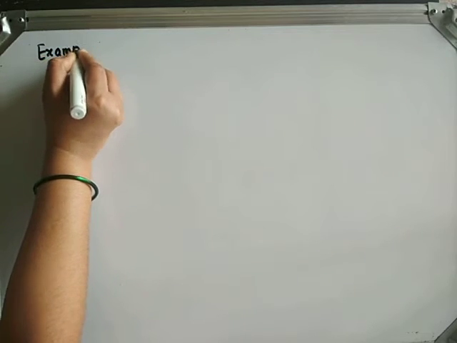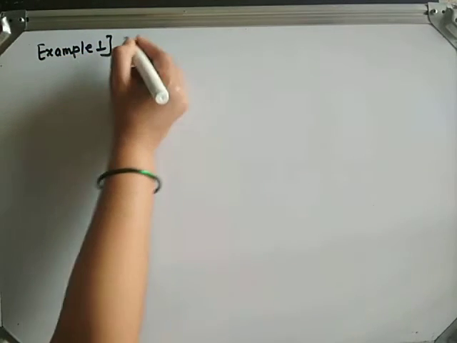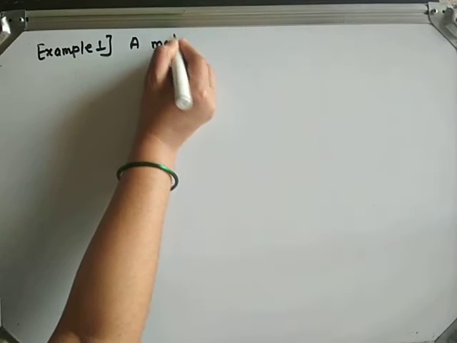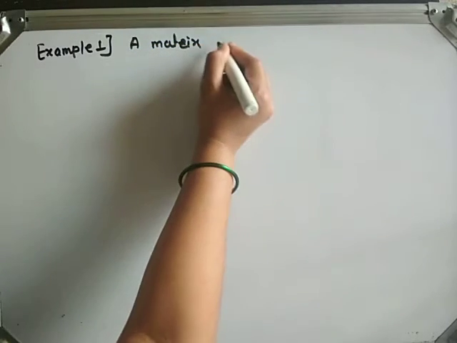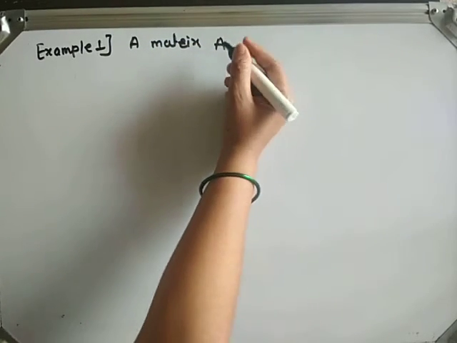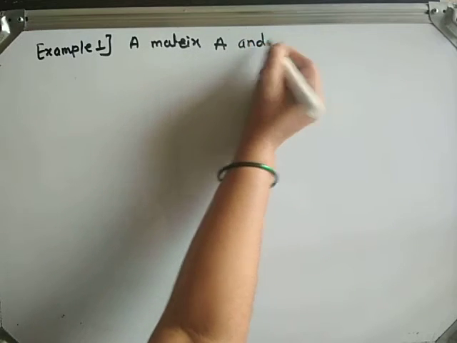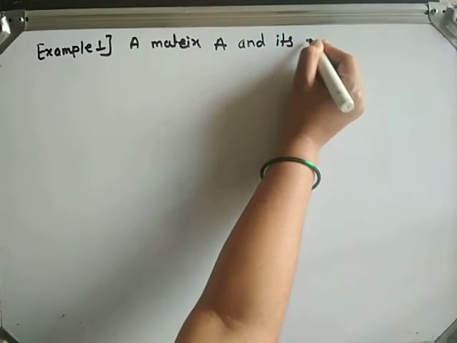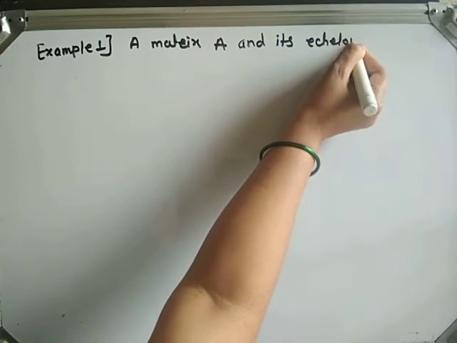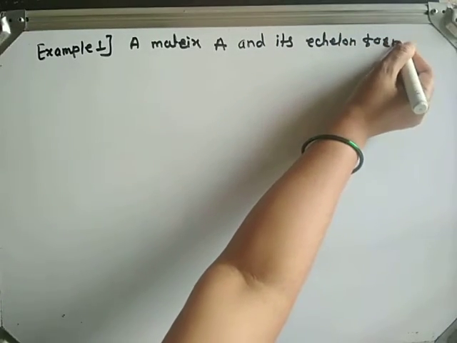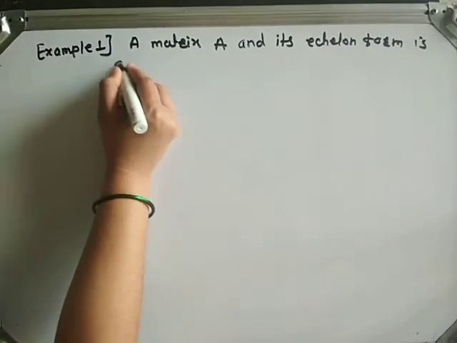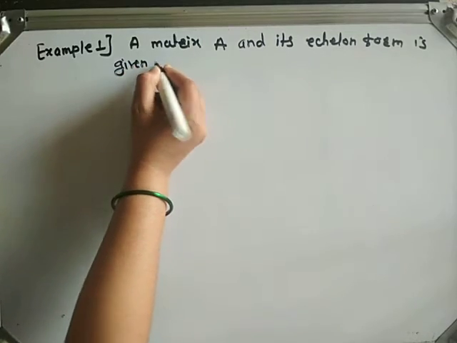Hello students, in this video we are going to see some examples. Example 1: a matrix A and its echelon form is given.